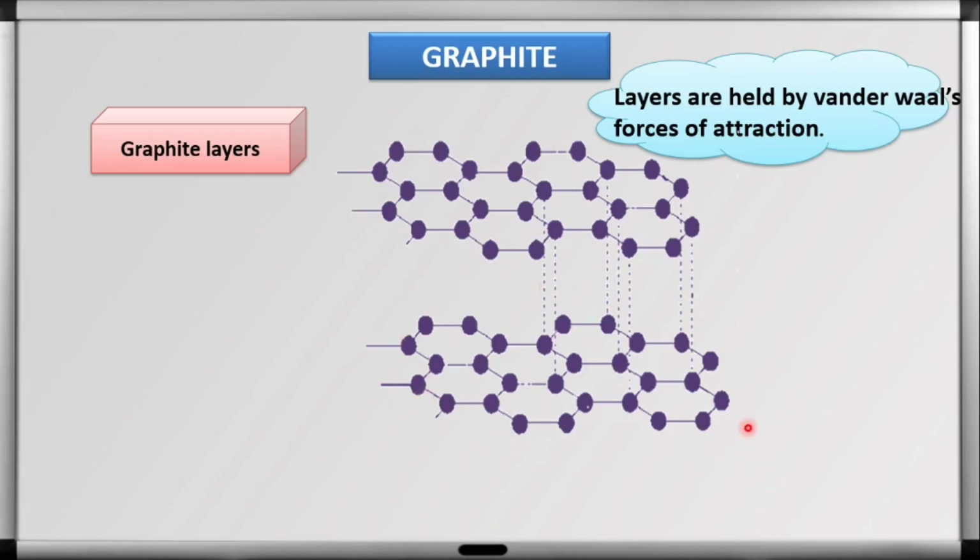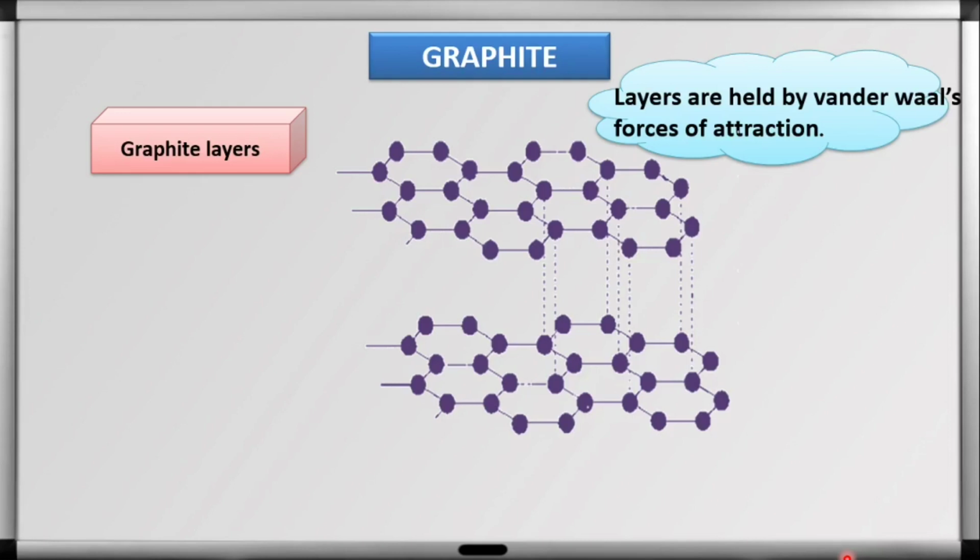This is one layer and this is another layer, and these are the carbons. हे कार्बन्स आहेत. ओके, so hexagonal rings are there. म्हणजे हेक्झागोनल रिंग्स आहेत आणि this is one layer and this is another layer. So both the layers are connected or held together by the van der Waals force of attraction.